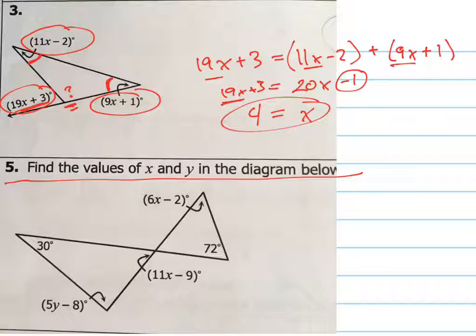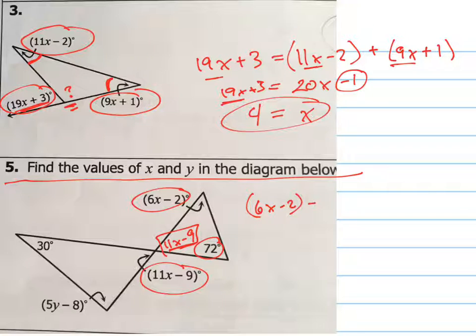All right, let's do this bottom one. Find the values of x and y in the diagram below. So first of all, we might have to set up possibly an equation. We know that this, no, we won't need to set up an equation. Well, we won't have to set up a system. I'm sorry, I meant to say we don't have to set up a system of equations. Sometimes you would, but in this case we don't. Because I know that this is a vertical angle with this one right here. So all three of these add up to what? 180. So 6x minus 2 plus 11x minus 9 plus 72 equals 180.